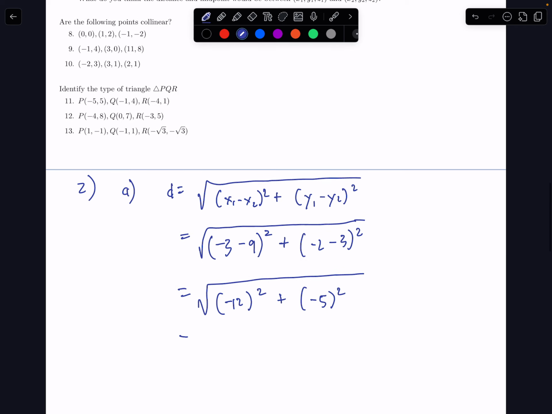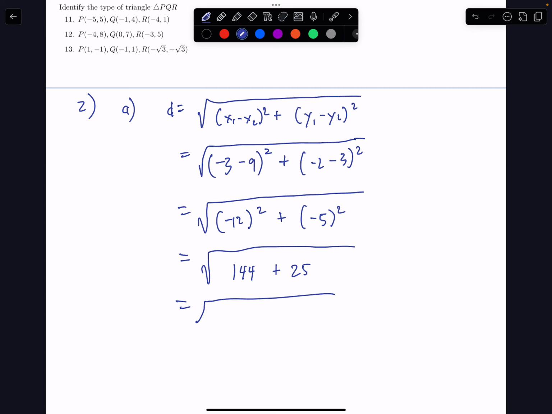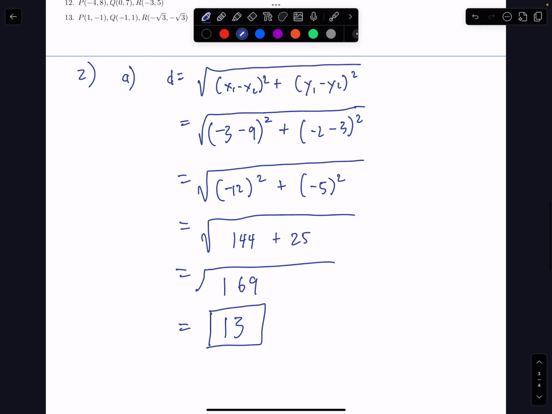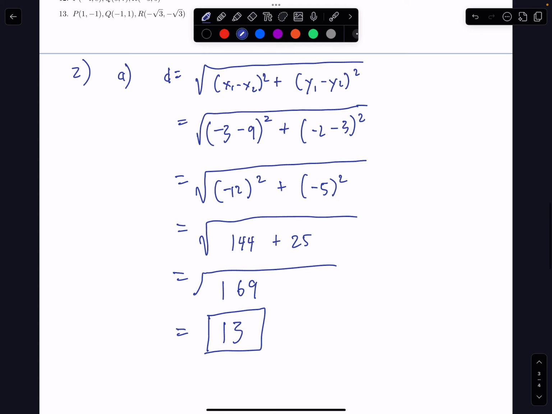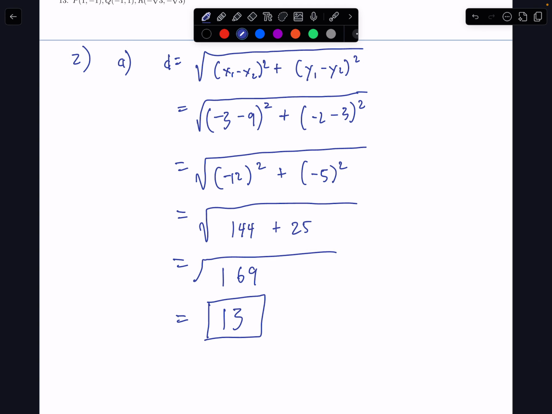Oh, this is a nice example. This is one of the known perfect triangles. It's going to be the square root of 144 plus 25, which is 169. The square root of 169 turns out to be exactly 13. So the distance is 13. Notice distance is always going to be a positive value because you can't have a negative distance. Distance is a measurement of how long something is.